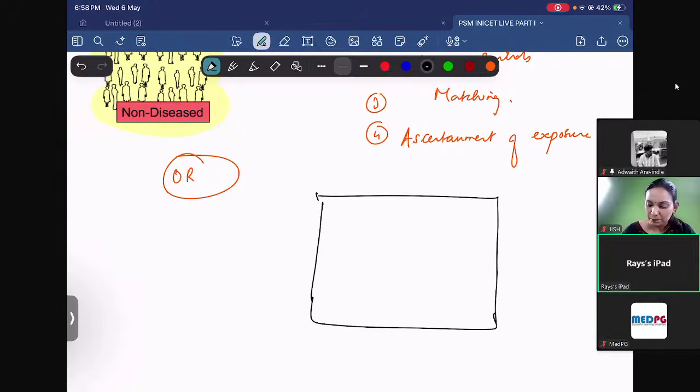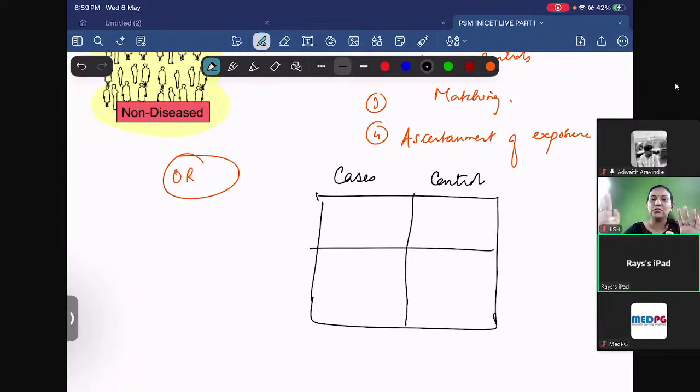You will go wrong. Okay. So you have to draw the 2x2 table. Case control study. So what will come on top? Cases and controls. See, always on top, it's the truth. Truth is always on the top.